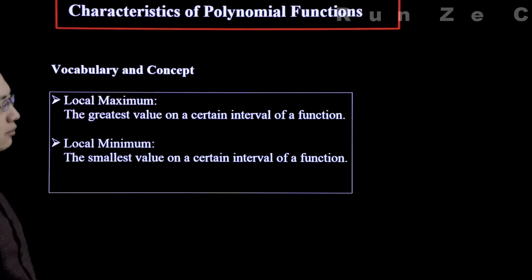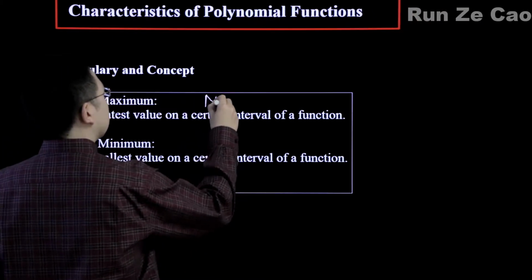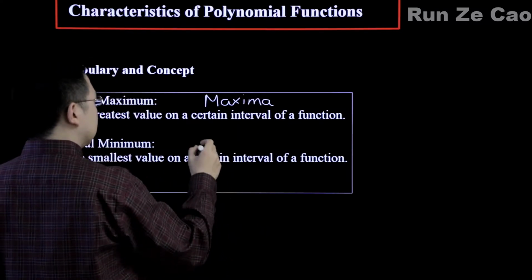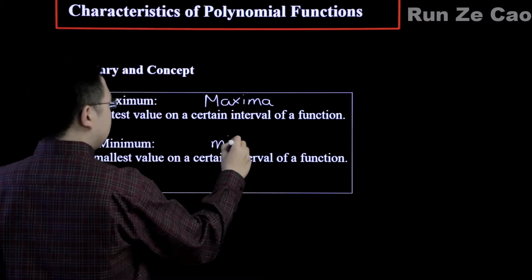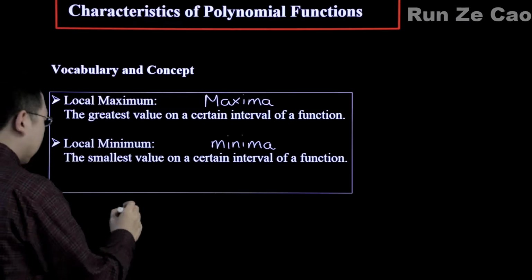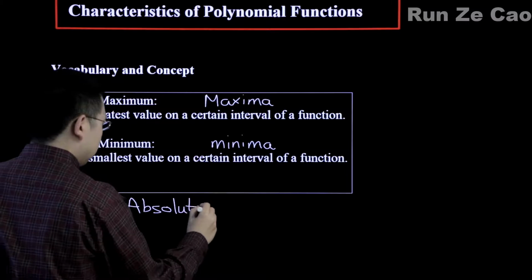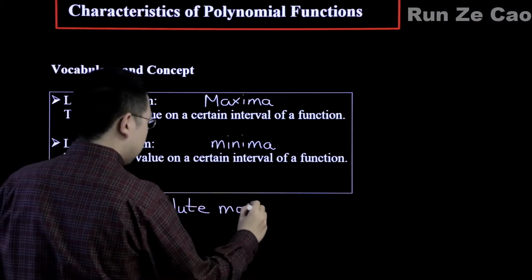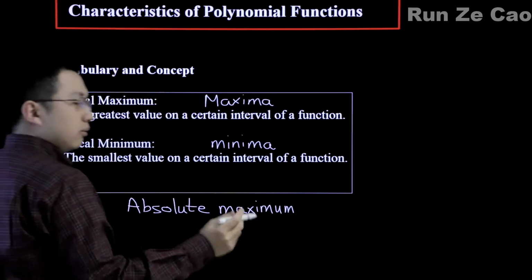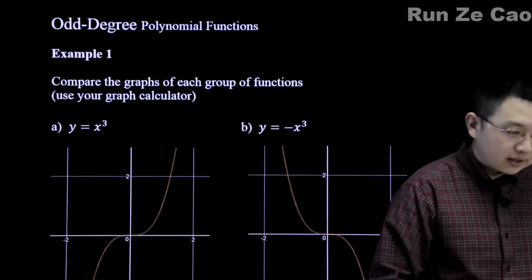So, what happens when we have a number of these? Well, we can have local maxima or minima. And of course, we have such things as absolute maximum, or maxima, and of course, absolute minimum, which is over the entire domain of a function.